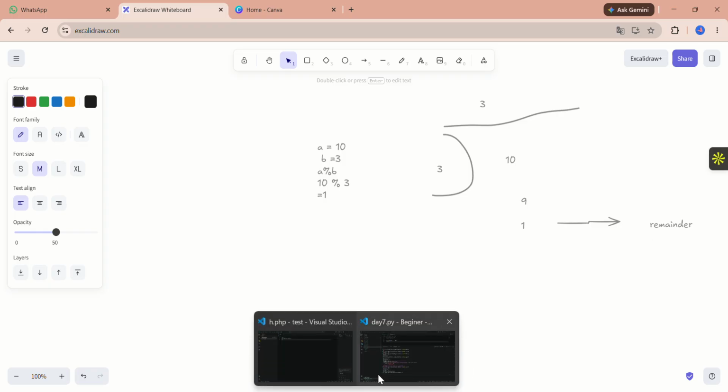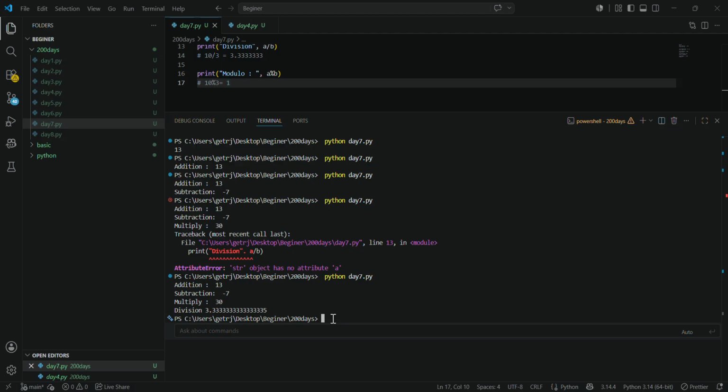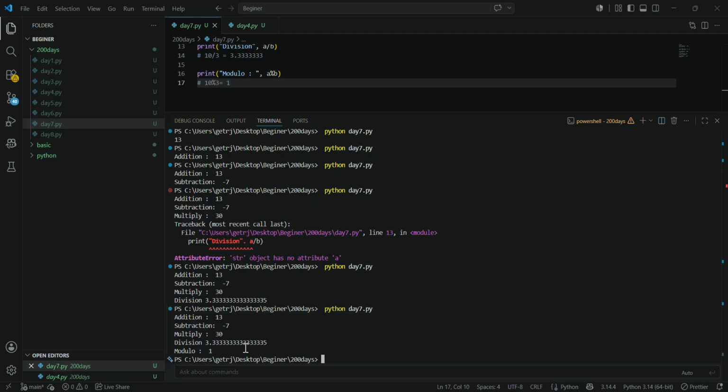We will check here also. In a real world example, this is used for checking even and odd numbers, or dividing items equally and finding leftovers. Okay.